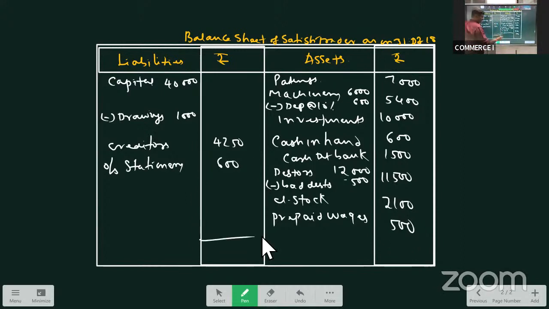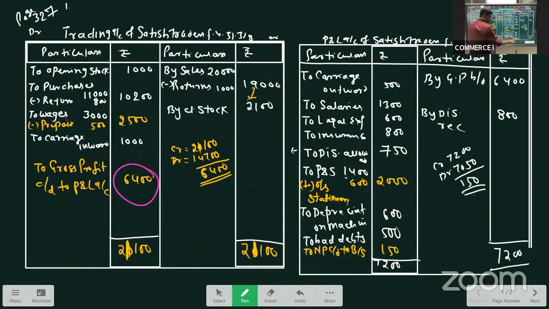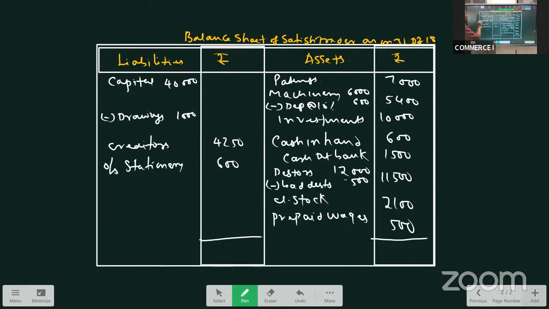Now let us balance. Let us do the total, I should say. One more thing. Remember, we prepared the trading account and we had a net profit of 150. That net profit we will add here to capital. So 150, this would be 39,150. This I have deducted, 150 I have added. See the total on both the sides. It is 44,000 on the liability side.